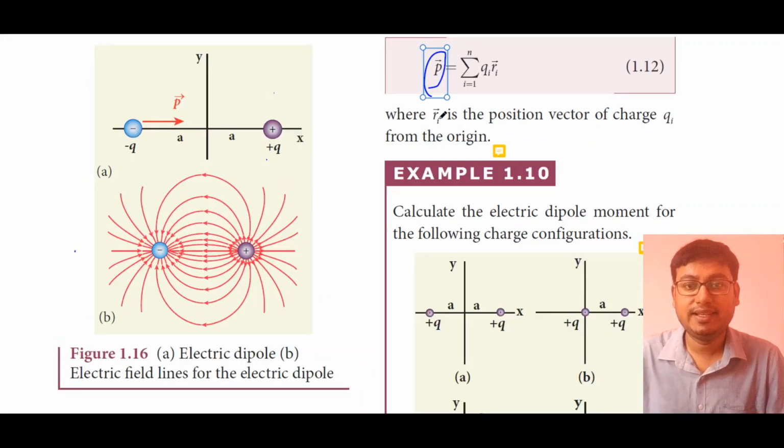Okay, the formula is electric dipole vector P is equal to sigma qi into vector ri, where i is equal to 1 to n. So this is the electric dipole moment for a system of charges. In general, what does this equation 1.12 mean? Let me show you in the slide.